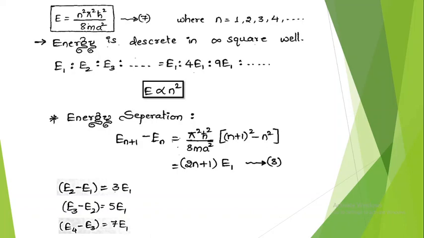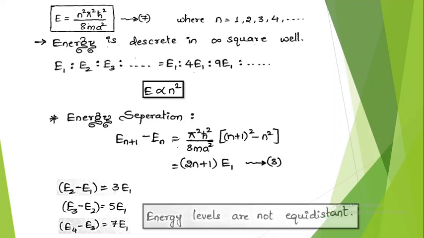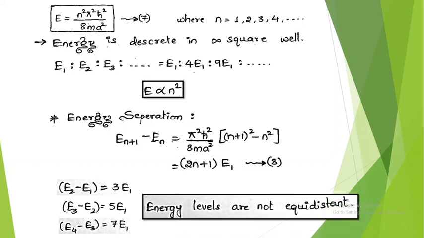So the energy separation is going to be in terms of 2n plus 1, whereas the energy of the state will be with respect to n square. Based on the energy separation, we can say that the energy levels are not equidistant, because we have considered the consecutive energy differences. We are not considering the energy difference between higher states and the first state. So the conclusion is that they have different energy differences and they are not equidistant. So this is about the energy eigenvalue and the separation between the states.